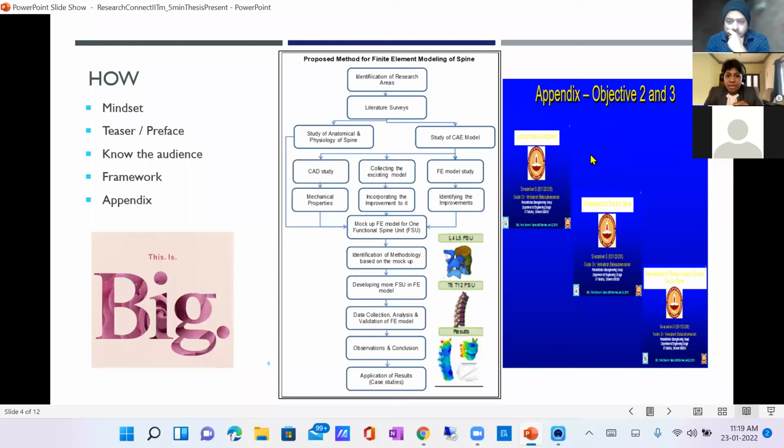And the appendix, which we told about: since we have multiple objectives, maybe sometimes even in Viva, they will ask about one objective. When we try to explain a lot, it's very difficult, but as an appendix, we can add a separate PPT. For example, I had 6 objectives. So if anybody is asking about objective 2, I have a backup slide itself.